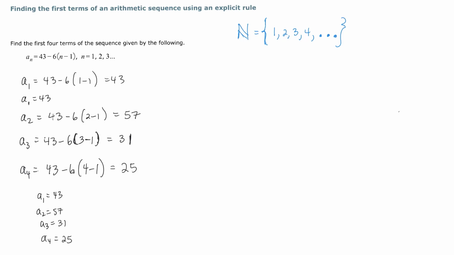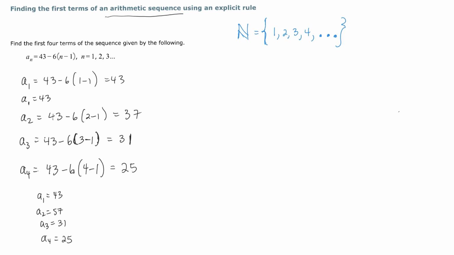Yeah, wait a second here. Something doesn't seem right. Haha. 43 minus 6 is not 57. Shame on me. What's 43 minus 6? 37. That sounds better. This was an arithmetic sequence.